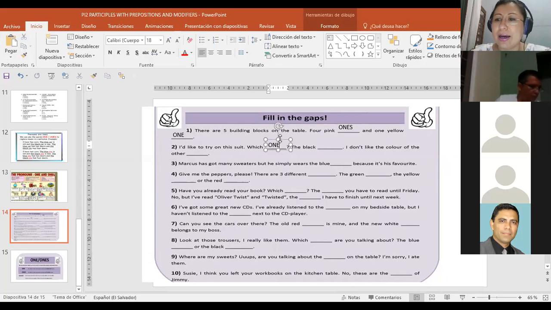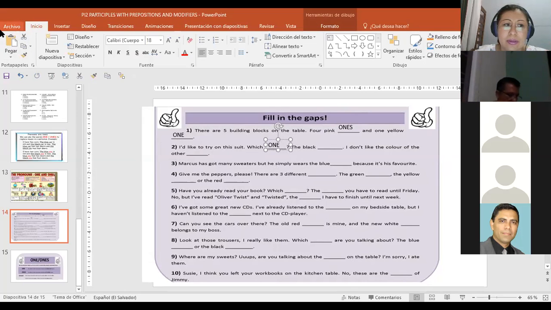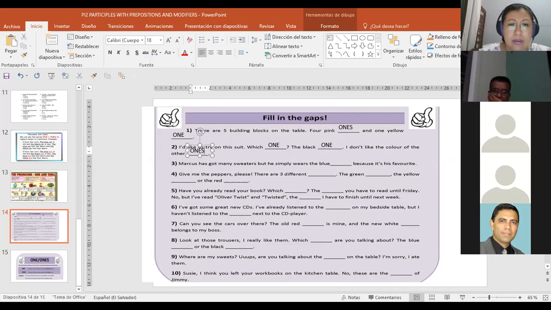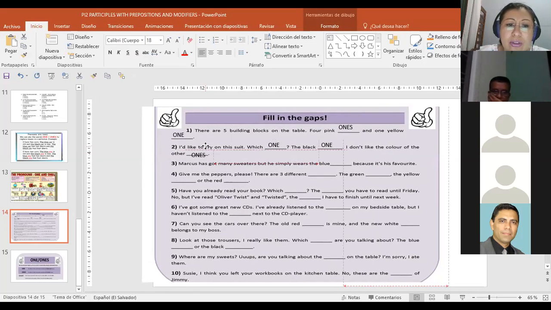Ok. Who else would like to continue? Ok, Katia, tell me. I'd like to try on this suit. Which one? The black one. Okay, very good. I don't like the color of the other ones. So this suit, en ese caso es como suit, porque estamos hablando de un try on. Yes, try on. Es como ponérmelo, ¿verdad? Probármelo. Very good. Nice.